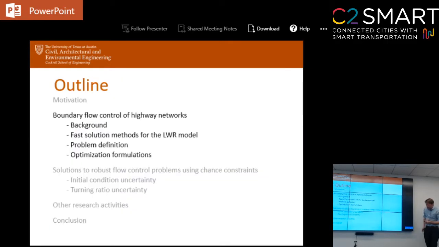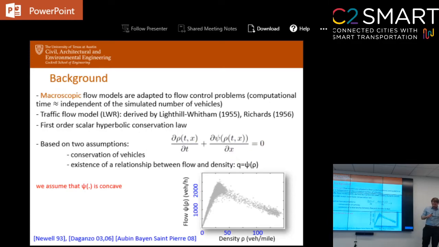So to start, I'm going to first recall some basics on the flow model that we are using, the LWR model. I'm going to then show some formulation for the control problems with constraints, and I'm going to show some other activities of the group as well. So the first thing that I want to present is the model that we are using.